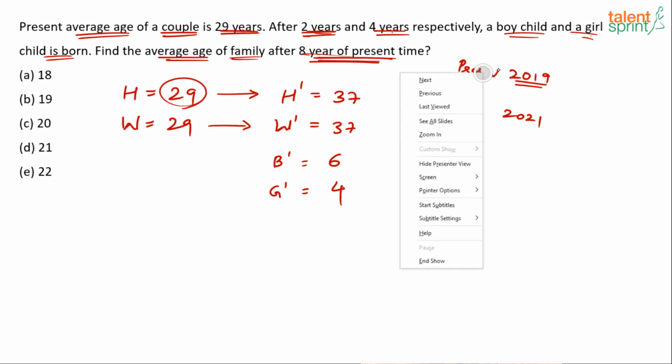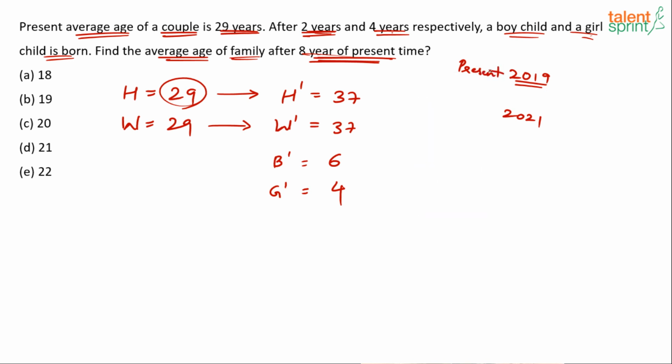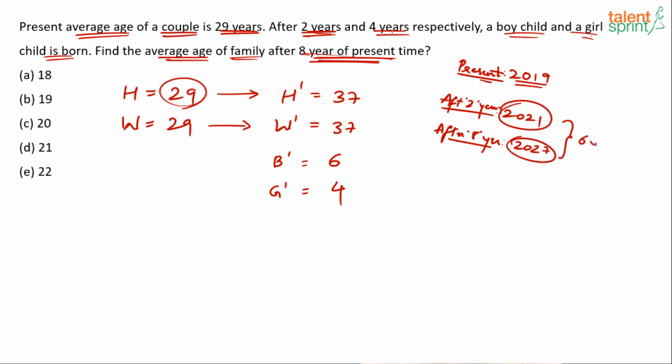This is the present time, right? This is after 2 years, right? What will be the year after 8 years? Which year will be in after 8 years? 2019 would be 2027. The boy was born in 2021. What will be his age in 2027? 6 years, right? That's what we're doing here, 6 years.